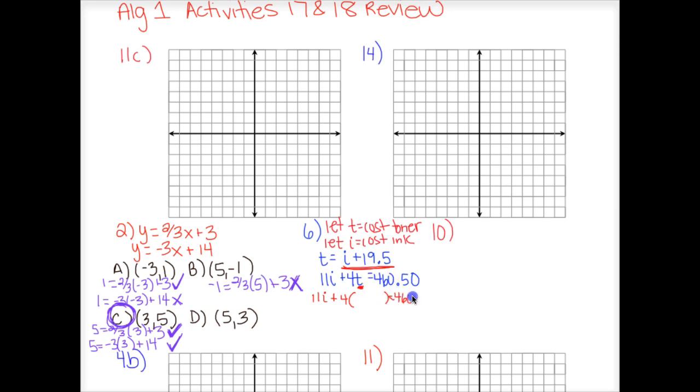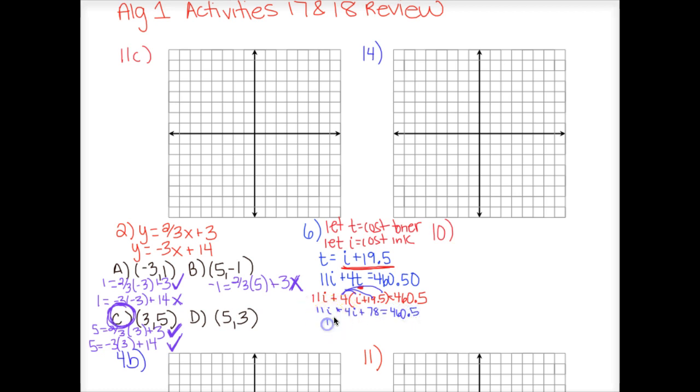Sorry, that's an equal sign. It doesn't look much like one. And in its place, I'm going to put I plus 19.5. So now I need to distribute. So I've got 11I plus 4I, and then 4 times the 19.50 gives me 78. And so then that equals 460.50.